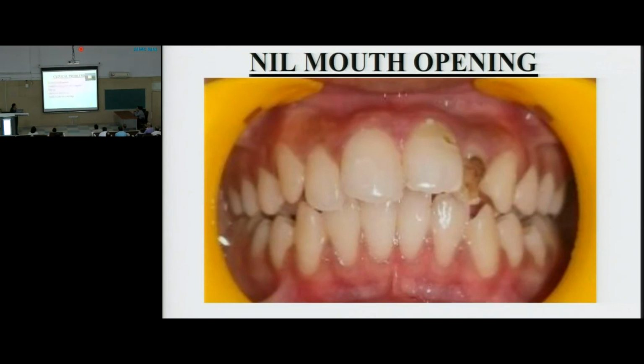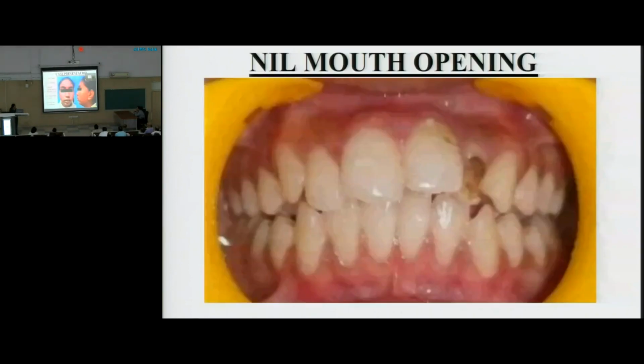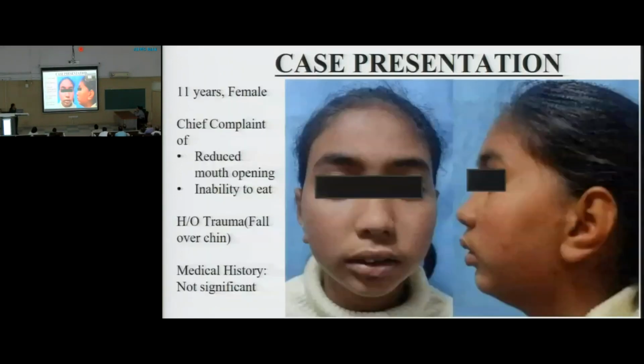And immediately after she reported, the clinical problem which we could elicit was a reduced mouth opening. The patient had mandibular retrognathia. I am just going to the picture once again. The patient has mandibular retrognathia, the mandible is placed backward, and also retrogenia is there for the patient, and the patient's mother also gave the history.